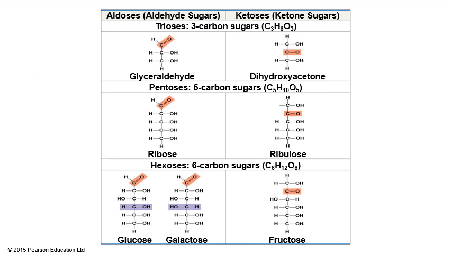This picture shows you some monosaccharides. They are aldose sugar, aldehyde sugar, aldose. So they have an aldehyde type of carbonyl group. At the end of the carbon skeleton, we can see CO. So glyceraldehyde, ribose, glucose, and galactose are aldoses. And on the right hand side, we can see ketoses. The carbonyl group is located somewhere in the middle of the carbon skeleton. So that's the ketone type. We can see dihydroxyacetone, ribulose, and fructose; they are the ketose sugars.